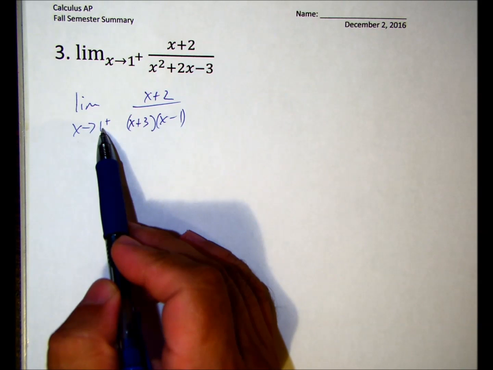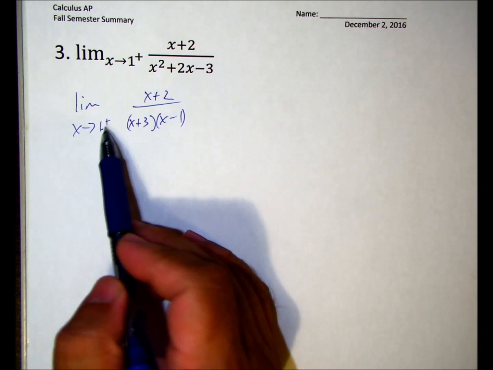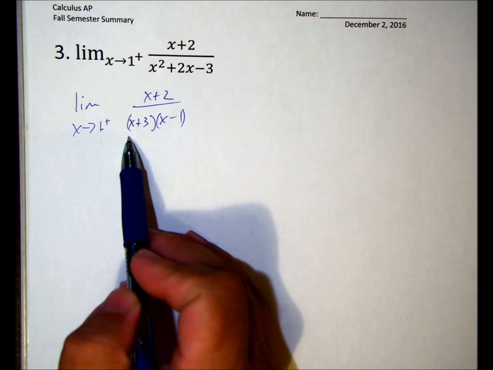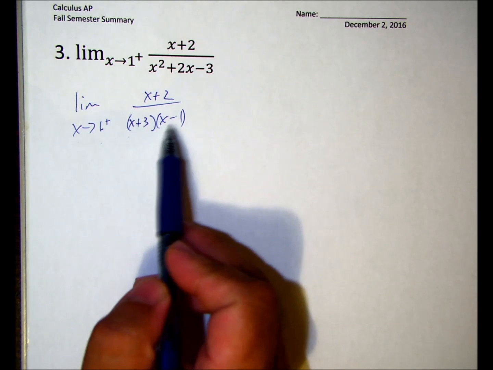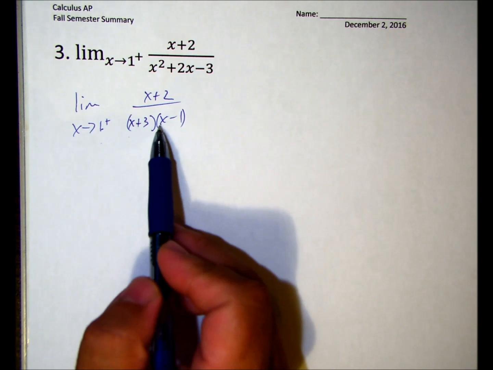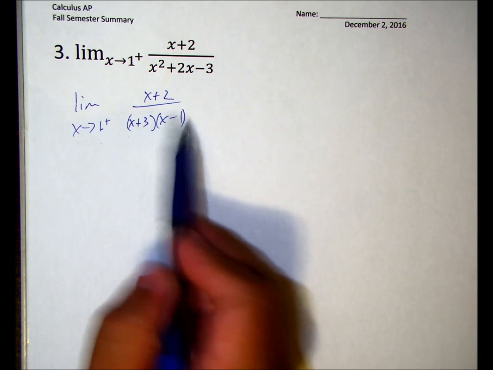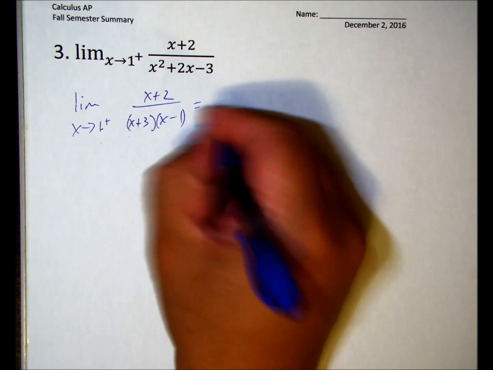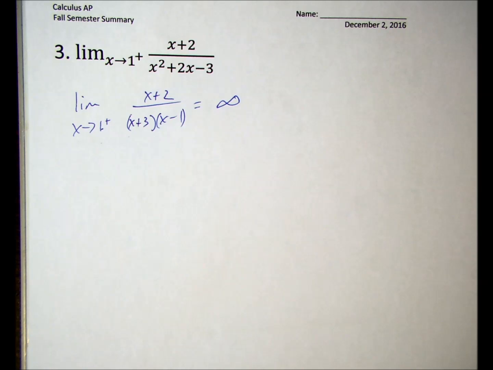If we look at this, we're approaching 1, so think of numbers like 1.1. So 1.1 will make the numerator positive, x plus 3 positive, and x minus 1 positive. Like 1.1 minus 1 is 0.1, so it's positive 0.1. So this is going to approach positive infinity. Technically it doesn't exist, but we want to be more descriptive, so we say positive infinity.